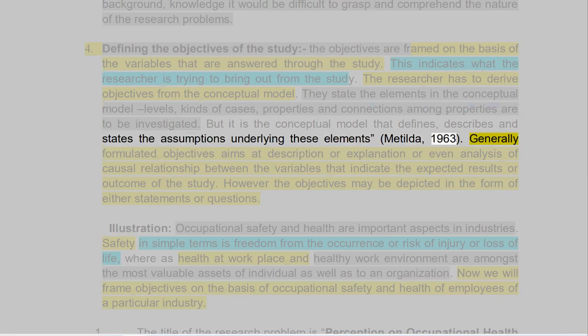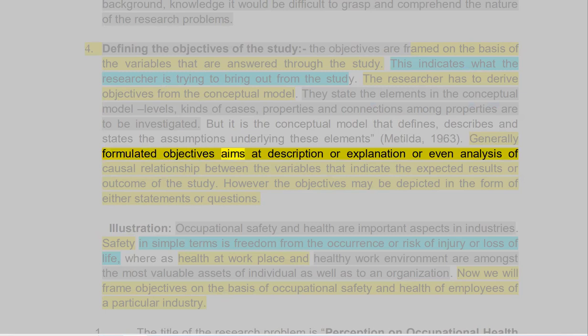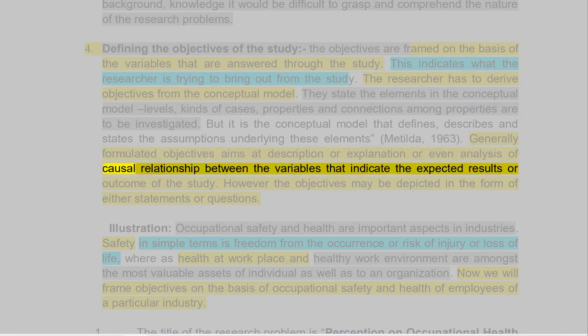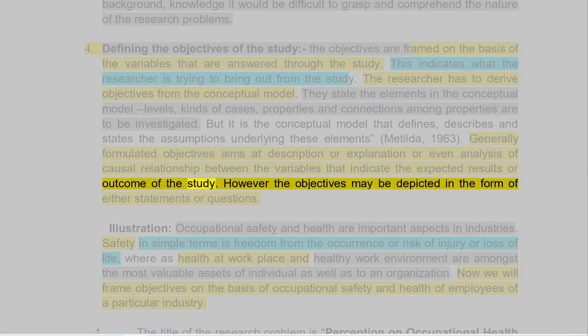Matilda, 1963. Generally, formulated objectives aim at description or explanation or even analysis of causal relationships between the variables that indicate the expected results or outcome of the study. However, the objectives may be depicted in the form of either statements or questions.